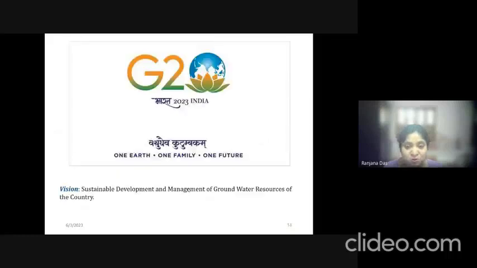Also to mention, in the G20 meet, which happened this year in Kashmir, the main vision was groundwater resource preservation, that is sustainable development and management of the groundwater resources of our country. We have also heard a lot about sustainable developments based on nanotechnology, and how groundwater can be preserved or managed.